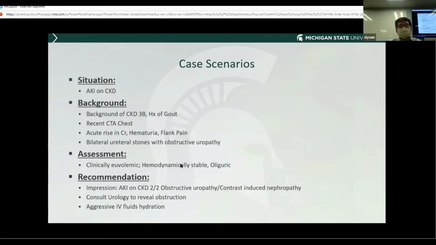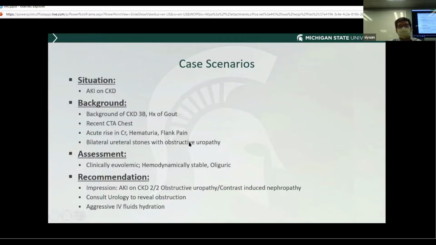In this sense, if it's a reversible cause, you want to fix that. You want to fix that obstruction. So definitely in this case, get urology to address the stones so that can be relieved. And that will help with the renal function. Because he has recent contrast exposure too, that might have contributed to that as well.